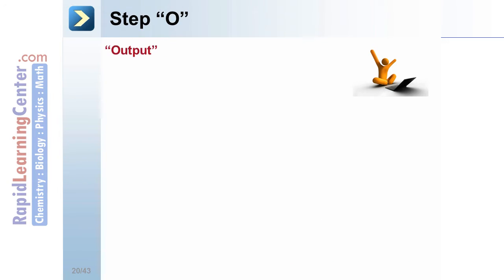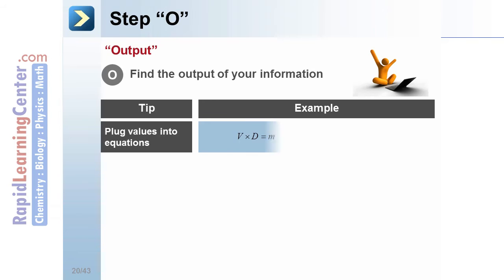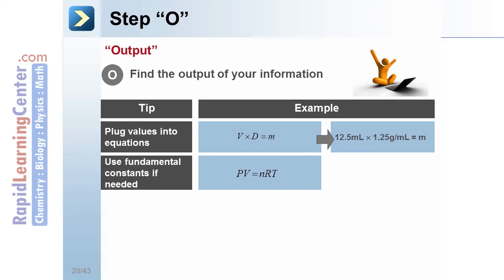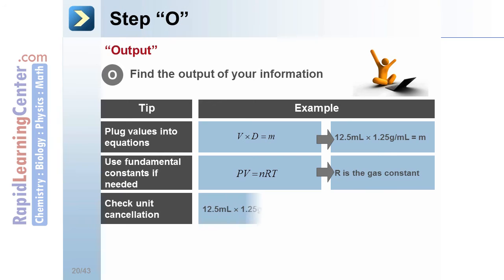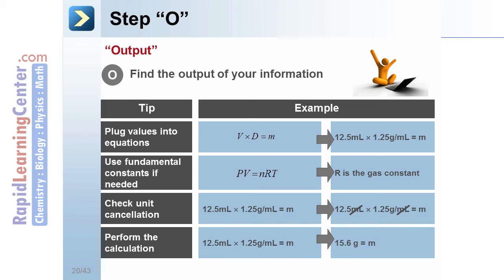The fourth step is step O, output. Find the output for your information. Plug values into equations. This is where your known information and your definition information are used together. Use fundamental constants if necessary. Check unit cancellation to make sure all the units do cancel and leave you with the correct unit. And then finally, perform the actual calculation to give you your answer.